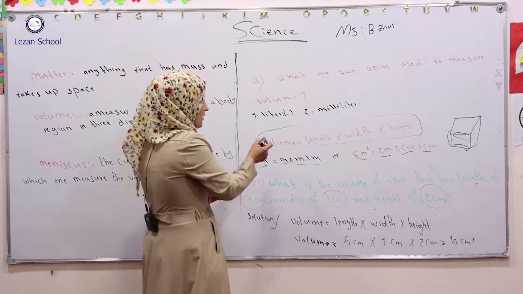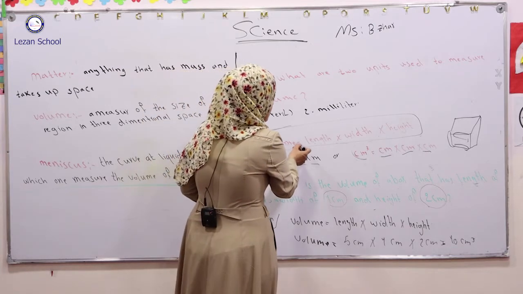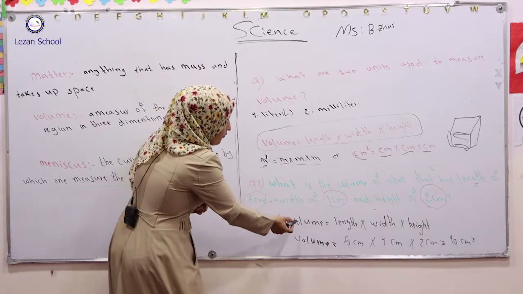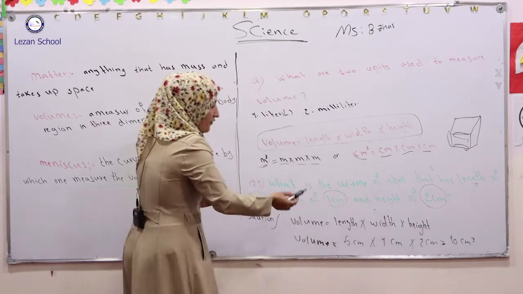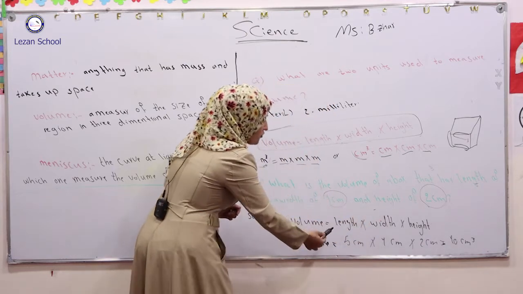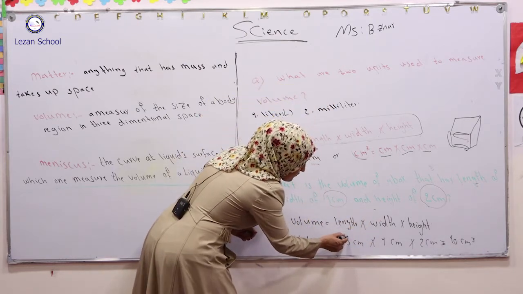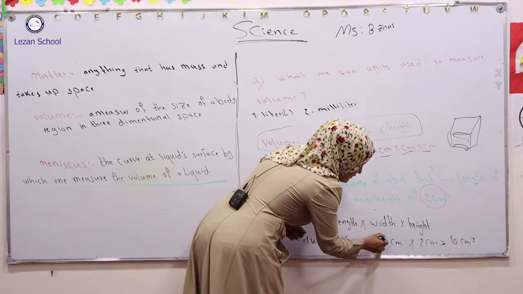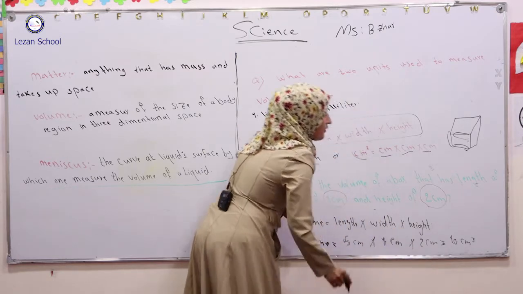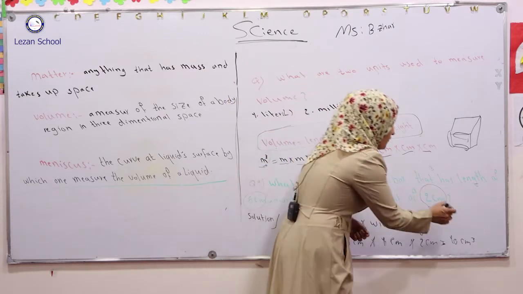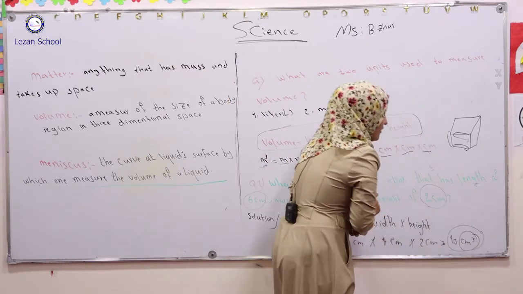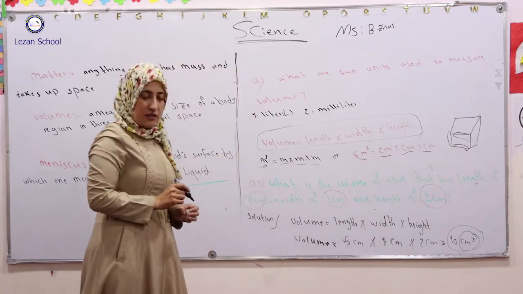We said we have an equation. Volume is equal to length multiplied by width multiplied by height. Now we write the equation, and after that we replace the letters with numbers. 5 centimeters multiplied by 1 centimeter multiplied by 2 centimeters equals 10 cubic centimeters. You must write the unit, it is very important. We have cubic, 10 cubic centimeters.